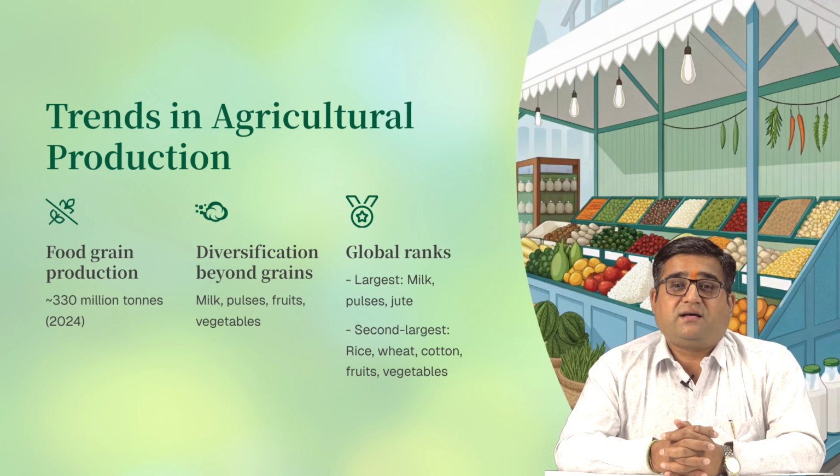India proudly stands as the world's largest producer of milk, pulses and jute and ranks second in producing vital crops like rice, wheat, sugarcane, cotton, fruits and vegetables. Now, the question is, why has Indian agriculture diversified beyond the traditional grains? Well, it primarily aligns with changing consumer dietary patterns towards higher nutritional demand for fruits, vegetables, dairy, poultry and fisheries. Hence, horticulture and livestock sectors are expanding rapidly, becoming significant contributors to agricultural outputs.